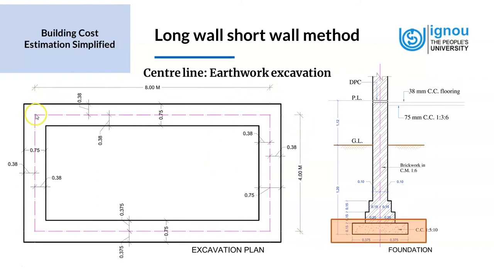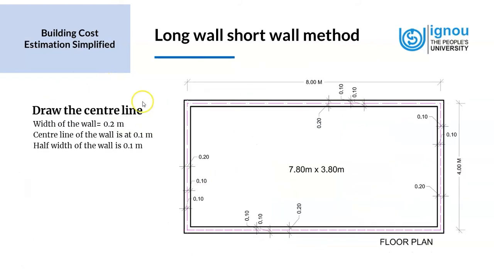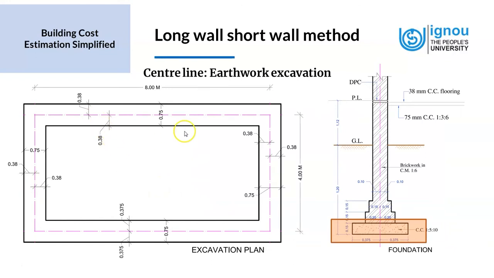So we can see here, this is from the previous drawing. From the previous drawing we saw that the central line is at a distance of 8 meters on the side of the length, and the distance between the central lines for the width is 4 meters. And we have the foundation, the earthwork. The excavation will be at a width of 0.75 meters. And so now we have the central line drawing of this.